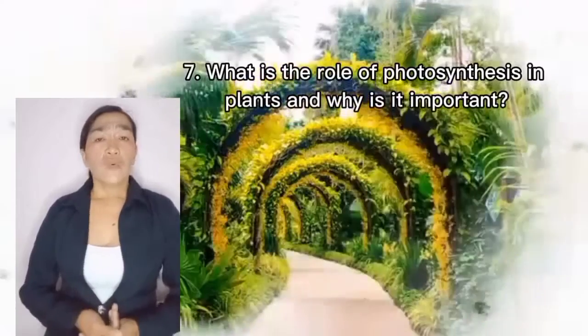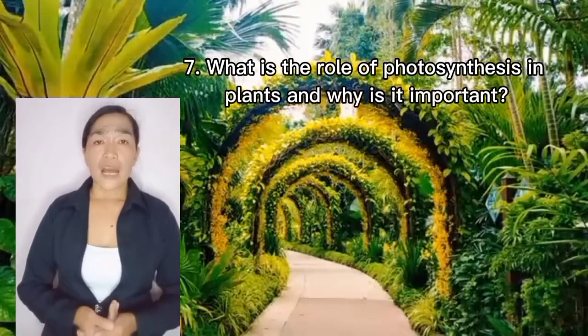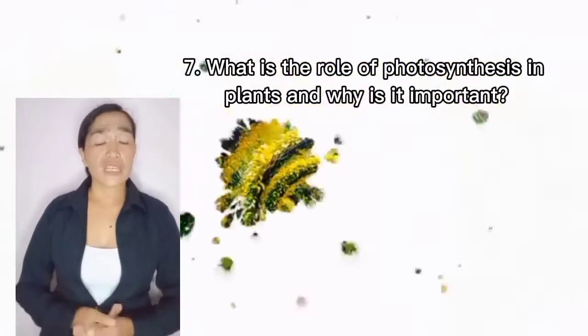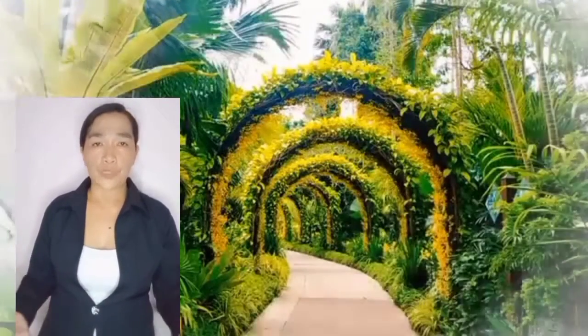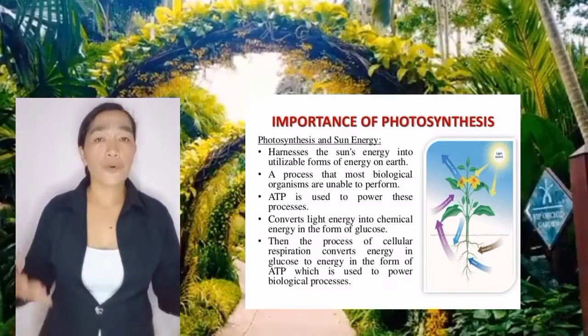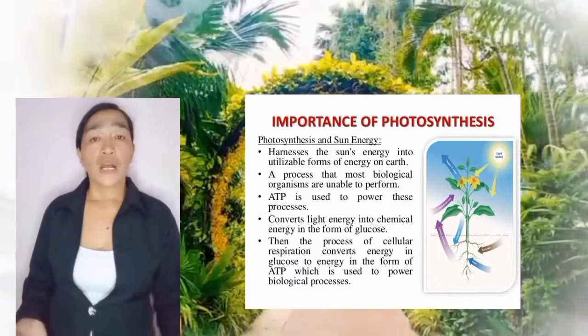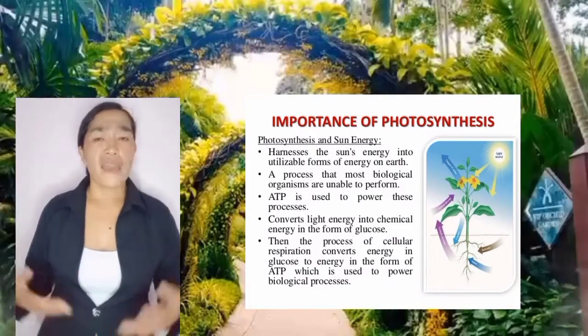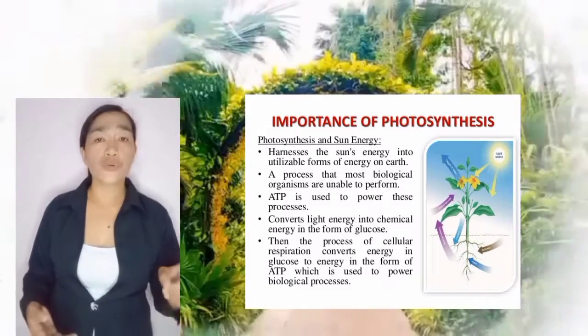Number 7. What is the role of photosynthesis in plants and why is it important? Plants are autotrophs, which means they produce their own food. They use the process of photosynthesis to transform water, sunlight, and carbon dioxide into oxygen and simple sugars that the plant uses as fuel.